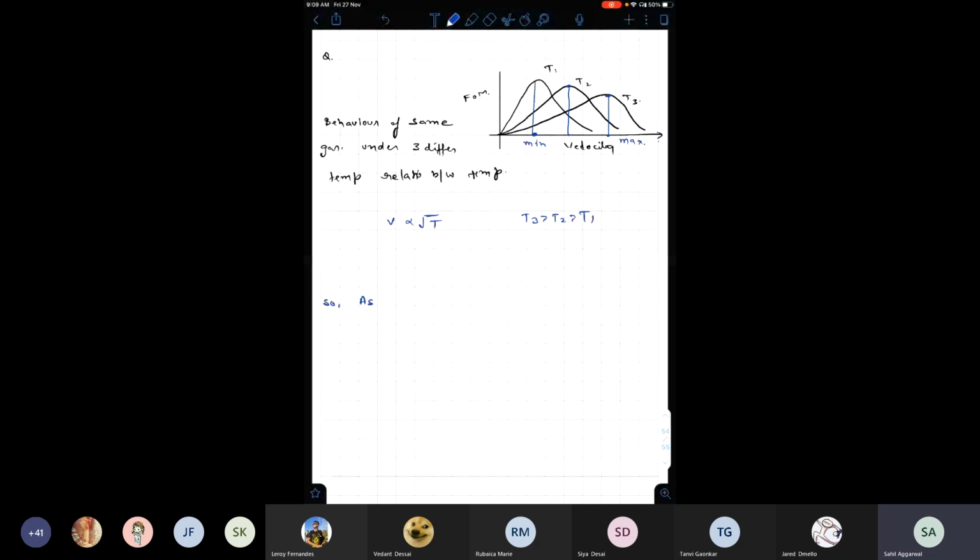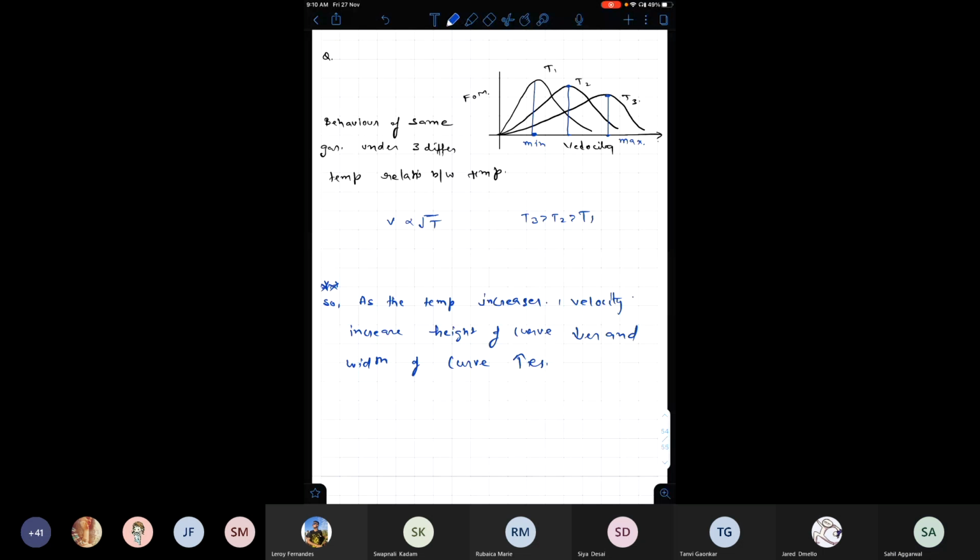As the temperature increases, velocity increases, height of curve decreases, and width of curve increases. Copy it first. Let's see another question.